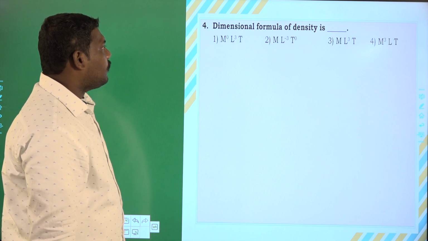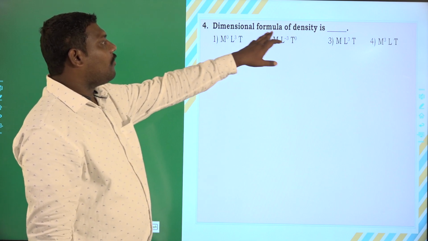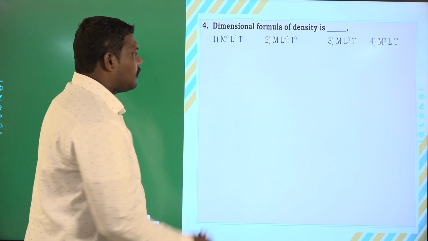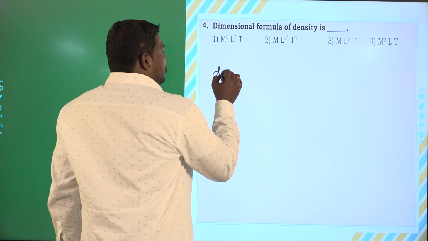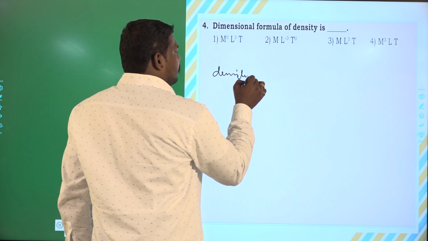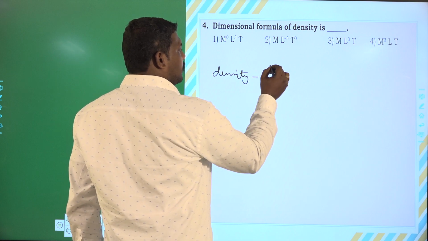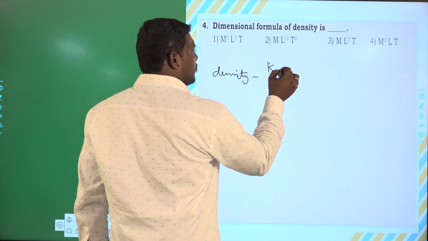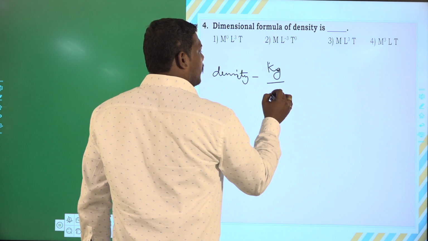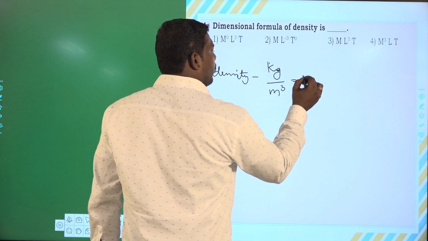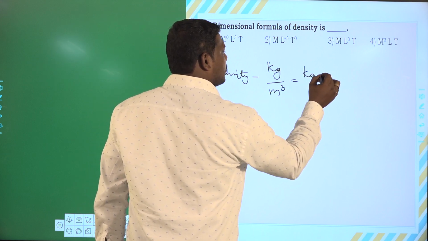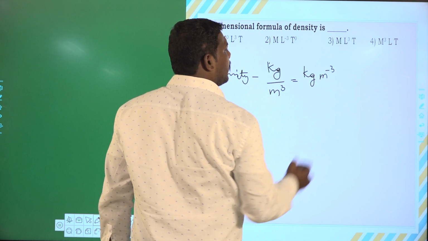Let us go to the fourth question. The dimensional formula of density is... density. Right? Unit of density is kg per meter cube.